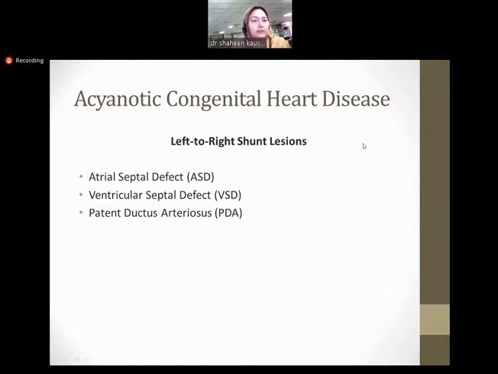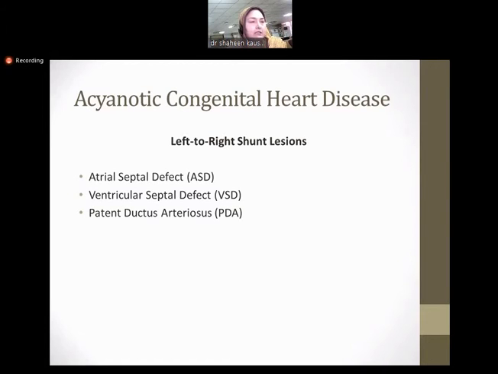Now we will come to the acyanotic heart diseases. In acyanotic heart diseases, there is a left to right shunt. The blood from the left side shunts towards the right side of the heart. As you know from your physiology, there is a right side of the heart and a left side of the heart. The right side comprises the right atrium receiving blood from the systemic circulation, pushing it to the right ventricle. From the right ventricle, blood goes to the pulmonary circulation for oxygenation, and then comes back to the left atrium, then to the left ventricle, and from the left ventricle goes to the systemic circulation.